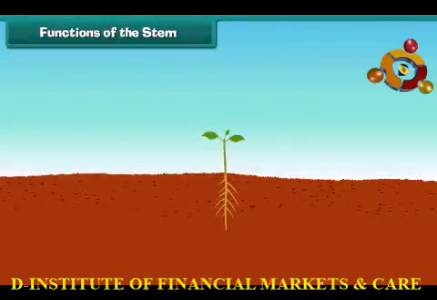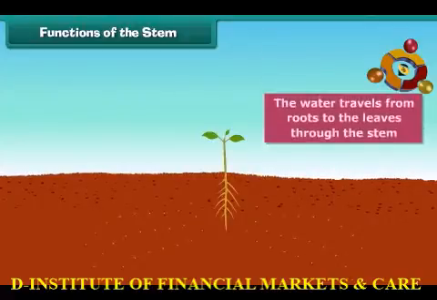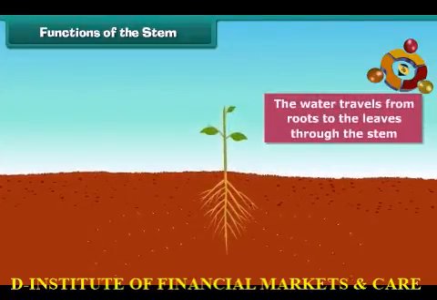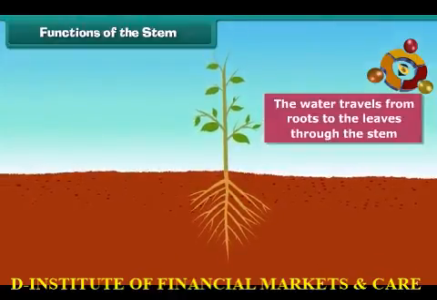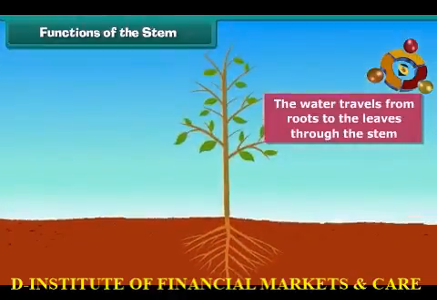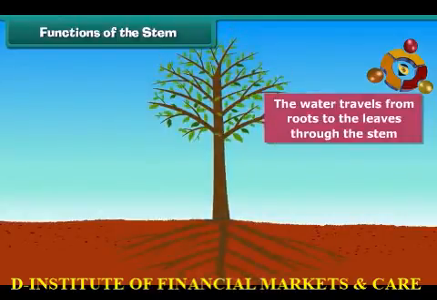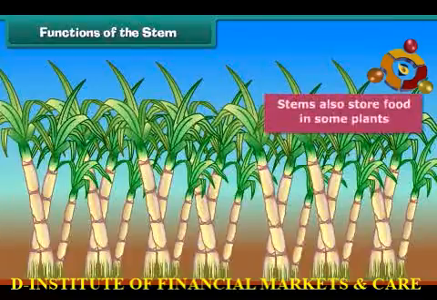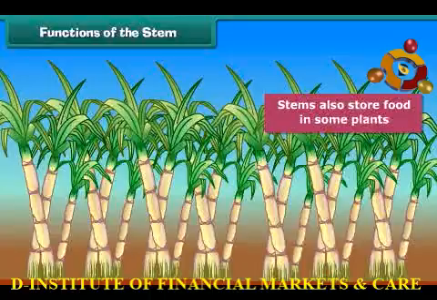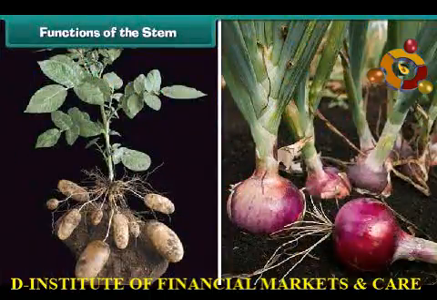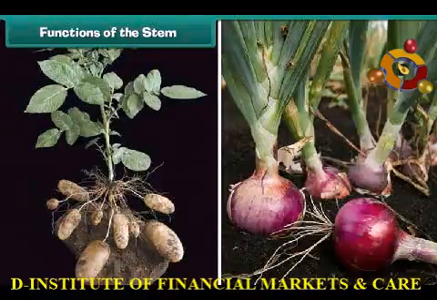Now let's focus on the main functions of stem in plants. The water taken in by the roots of the plant travels to the leaves through the stem. This water is used by the leaves to make food. It also carries food made by leaves to all parts of the body. Sometimes the food made by the leaves is stored in the stem, as in sugarcane. Other examples are potato and onion. We eat these stems and get nutrition.